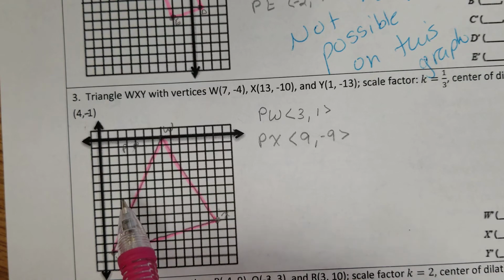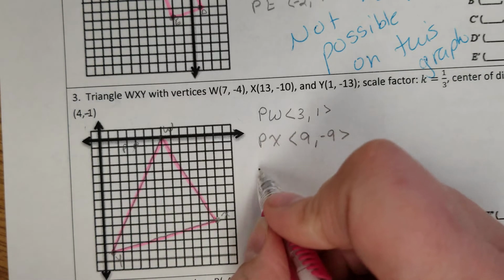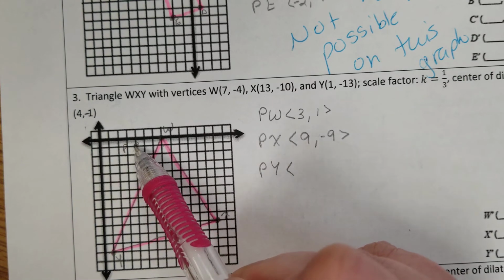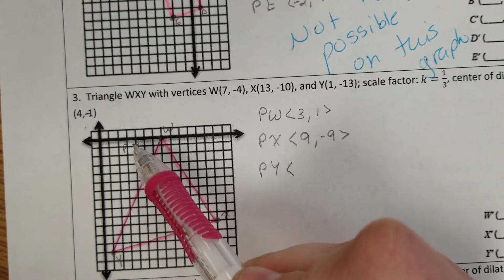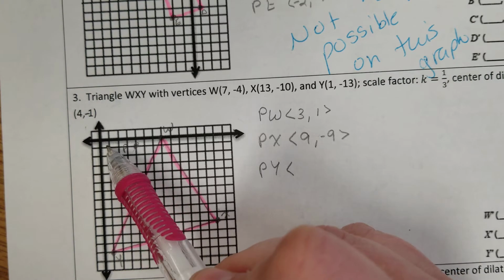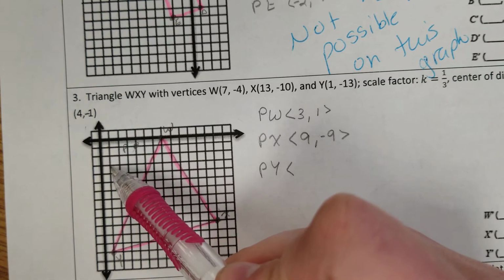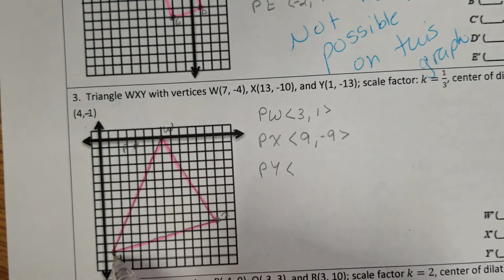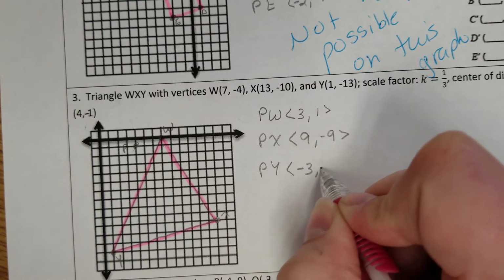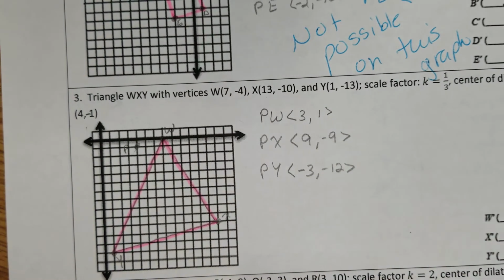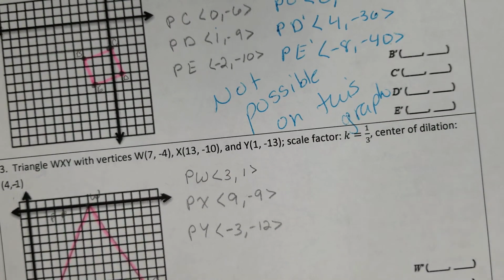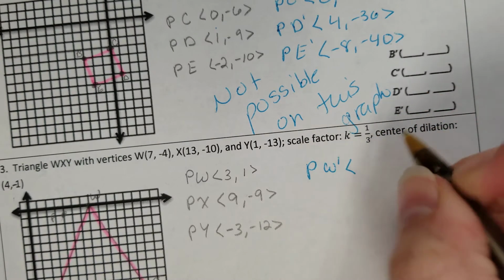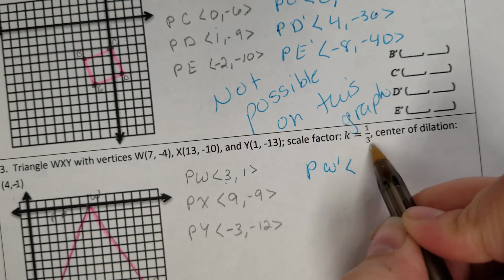And then from P to Y, we're going to the left 2, left 3, and then down 1, 2, 3, 4, 5, 6, 7, 8, 9, 10, 11, 12. So we have to the left 3 and then down 12. So then to get our prime shapes, multiply these by our scale factor of 1/3.